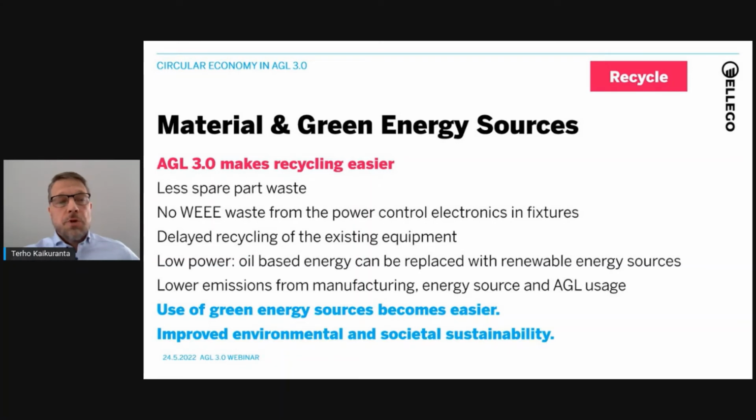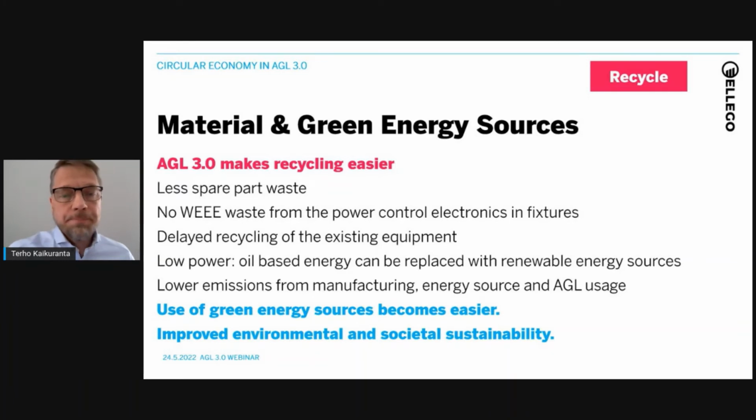In short, the AGL 3.0 makes recycling easier based on the following properties. As we already heard, there will be less spare part waste, especially the somewhat difficult kind of waste of electronics from the fixtures. And whatever you need to recycle, like your cables, that can be delayed because the lifetime gets longer. So it's some sort of recycling as well.